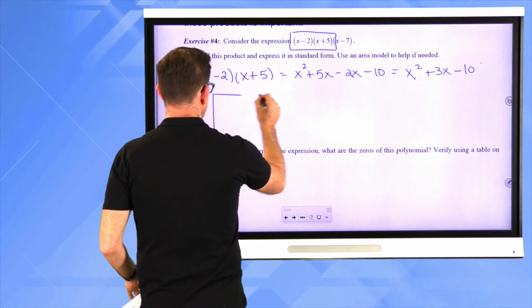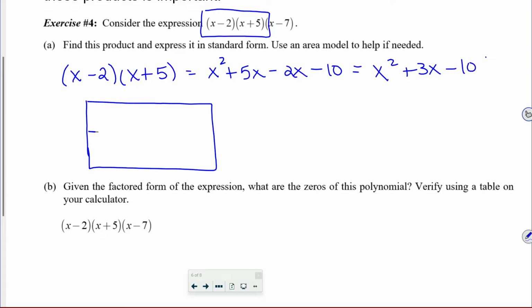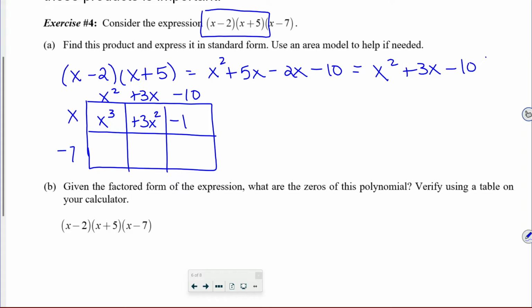I could now go something like this. Okay, I'll put x and minus 7 here, and I'll put x squared plus 3x minus 10 here. And now I just fill in the products. X times x squared is x cubed. X times 3x is positive 3x squared. X times negative 10 is negative 10x. Negative 7 times x squared is negative 7x squared. Negative 7 times positive 3x, negative 21x. And negative 7 times negative 10 is positive 70.